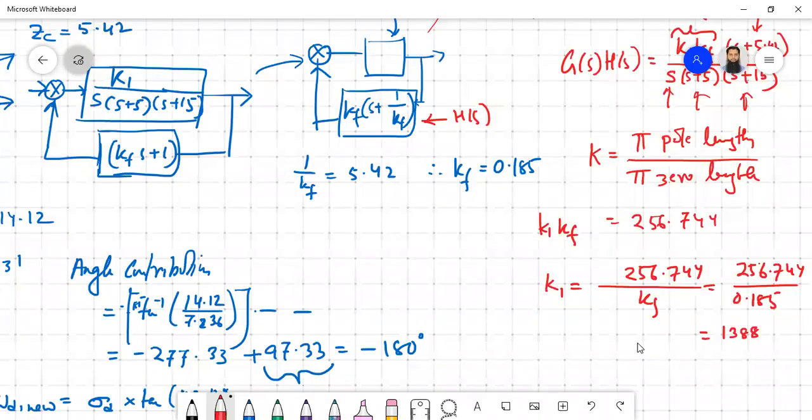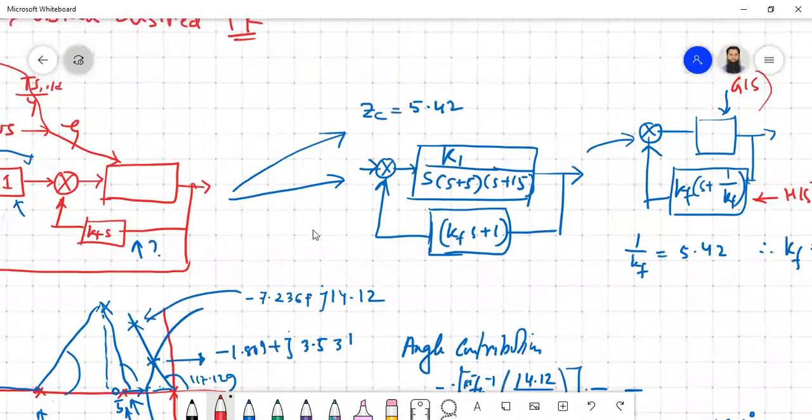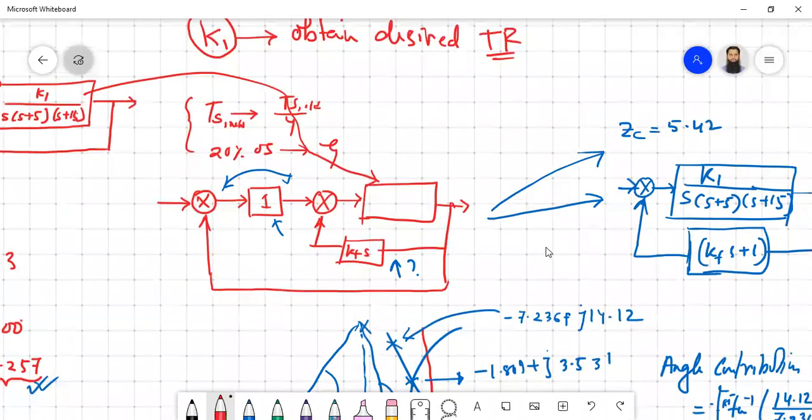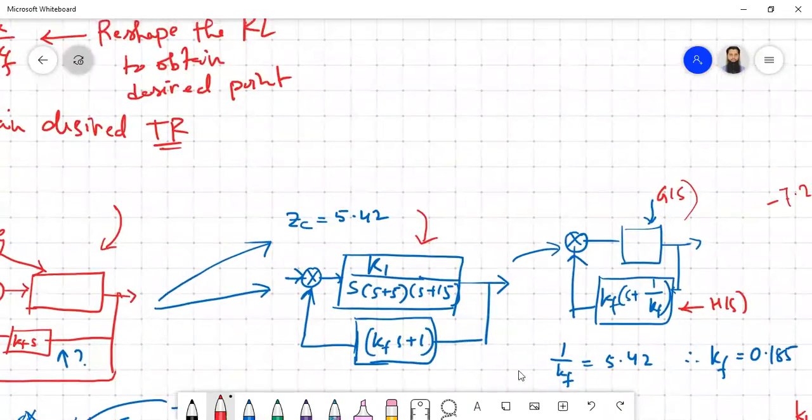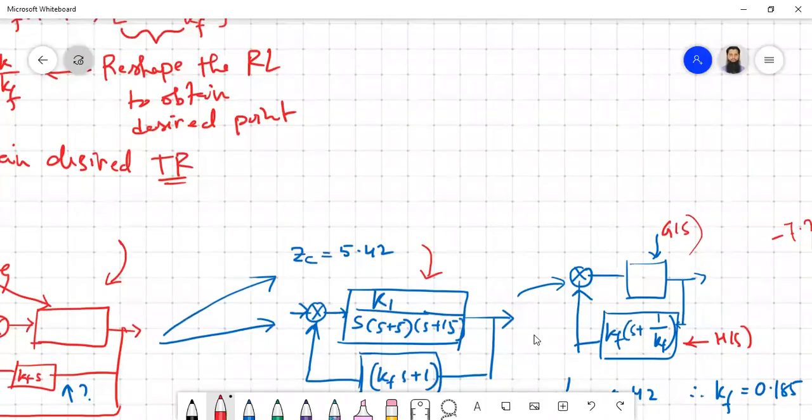Okay, so K1, KF is actually figured out already. Now, if you want to find out the steady state error, then you should go for the unity feedback transfer function. So we already have this block diagram. Then we simplified it as a feedback of this one. So now from this one, we have to figure out how we can make it something like this.